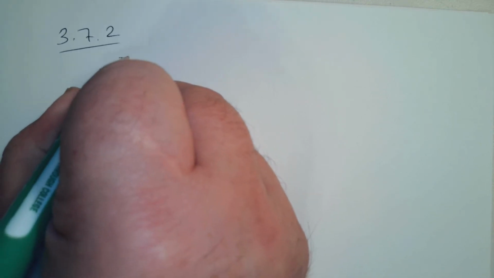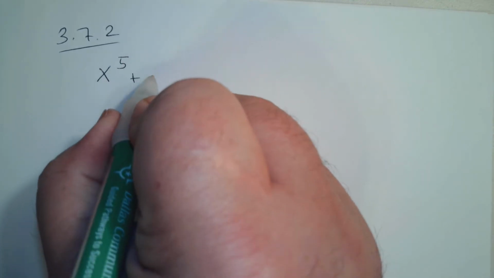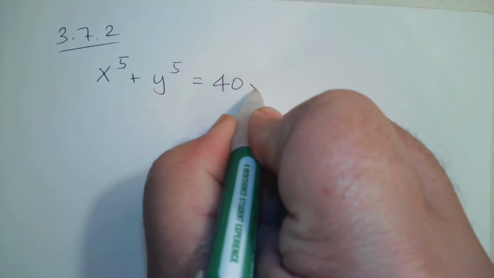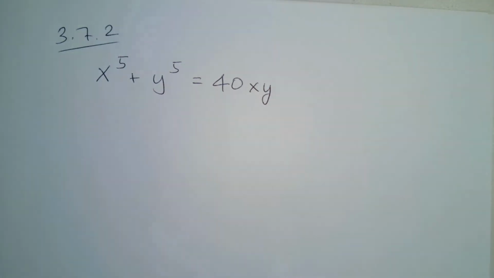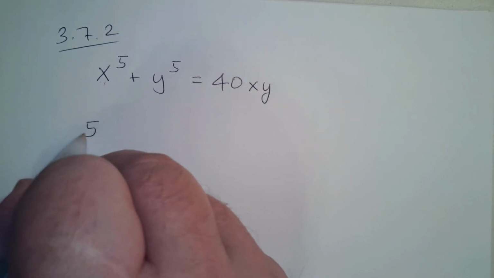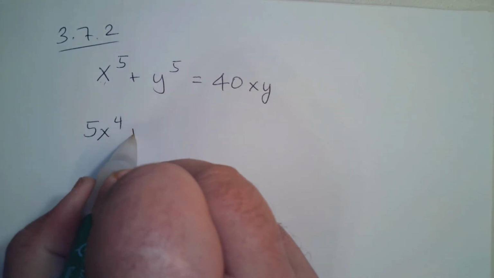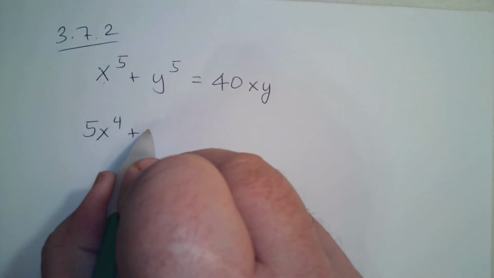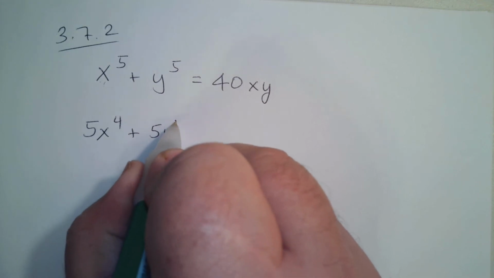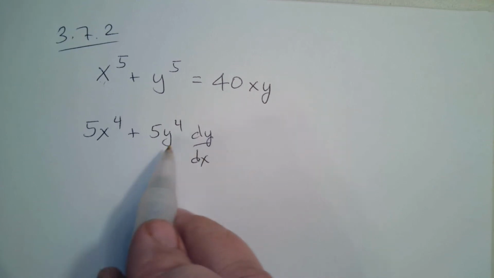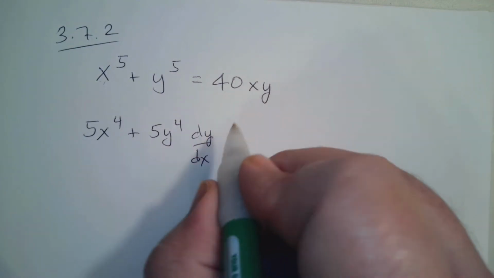We have x to the 5th plus y to the 5th equals 40xy. Derivative of the first one, so it's 5x to the 4th plus, that's two separate terms, so derivative of y to the 5th is 5y to the 4th dy dx. Anytime you take a derivative of y, put dy dx behind it.